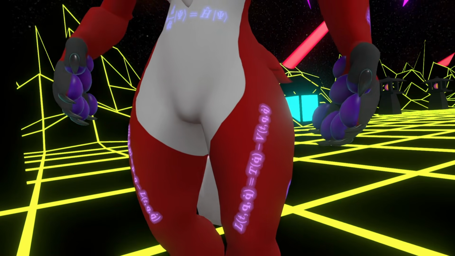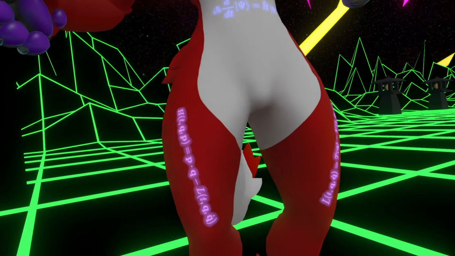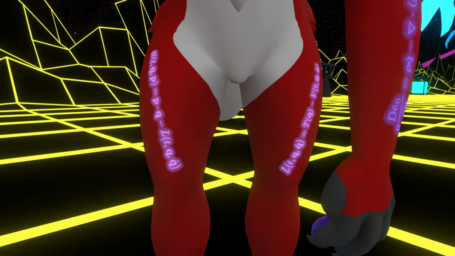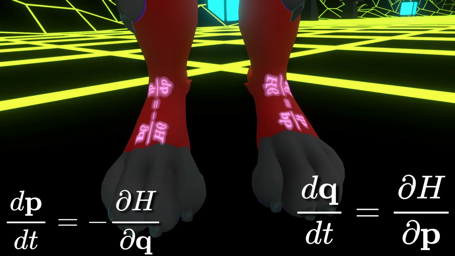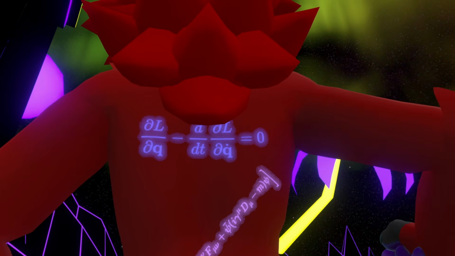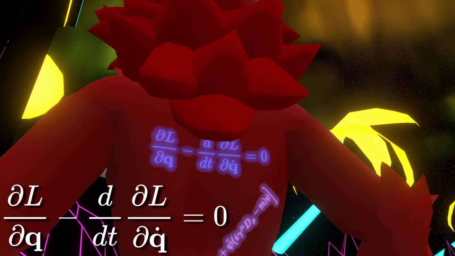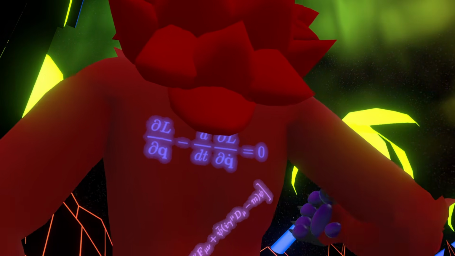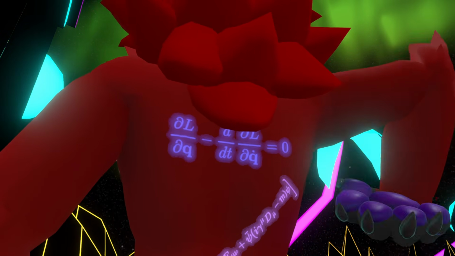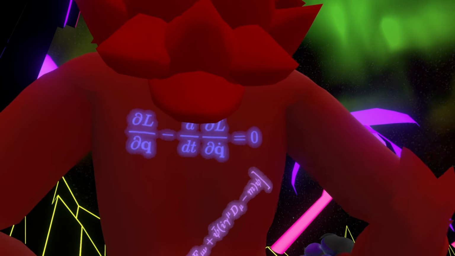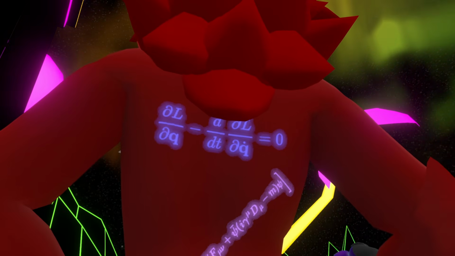On my thighs, we have the definition of a Lagrangian and the definition of a Hamiltonian, and of course the 2 motion equations you get using the Hamiltonian formalism. And on my back, we have the Euler-Lagrange equation, which uses the Lagrangian formulation to get motion equations. Funny enough, the Lagrangian is actually a little bit more general and doesn't strictly apply to classical mechanics.